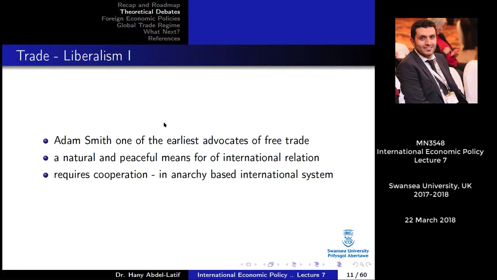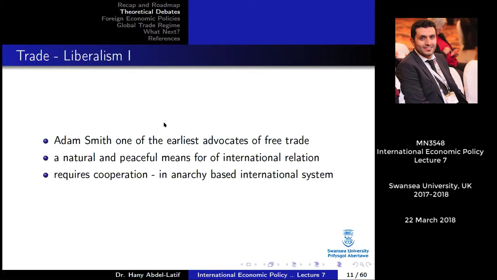So looking at the other side of this debate, liberalism, who believe in the importance of having free international trade. Of course, we understand that Adam Smith is one of the first advocates of free trade. And what is important here is that international trade is seen by liberals as a natural and peaceful means for international relations, because it develops cooperation, it develops integration, and it is important in an anarchy-based international system.